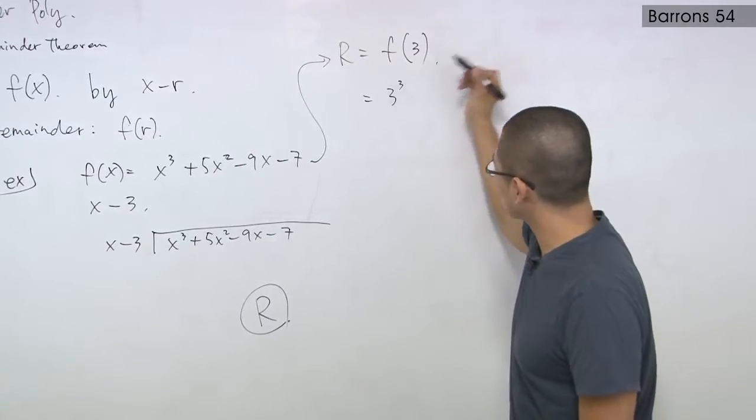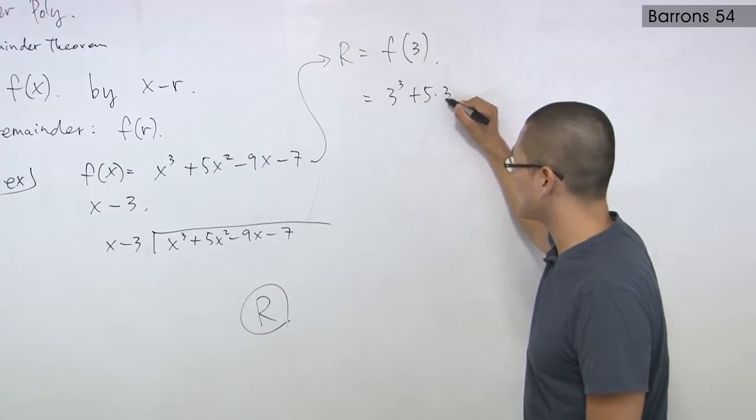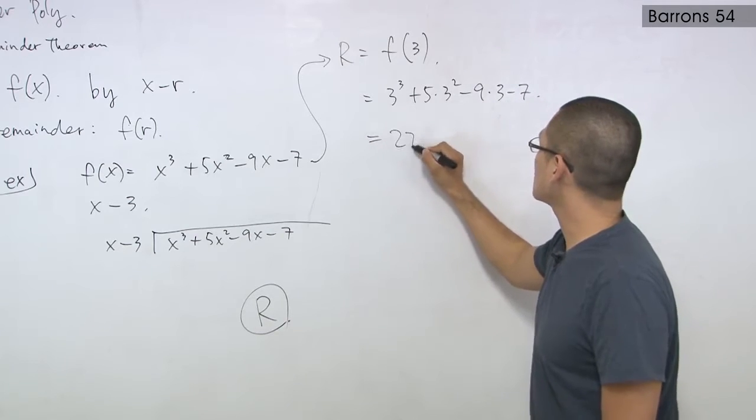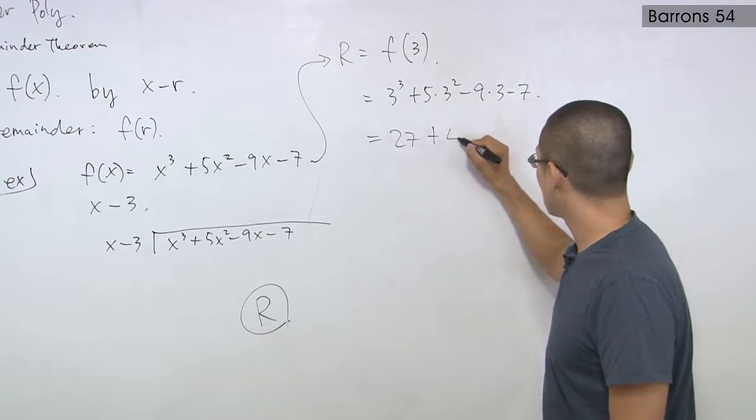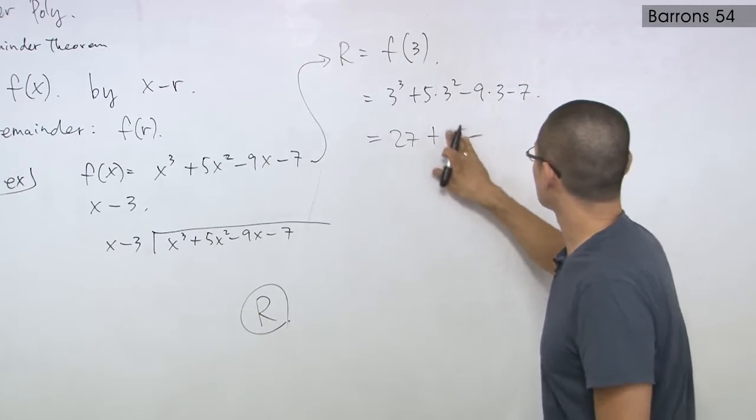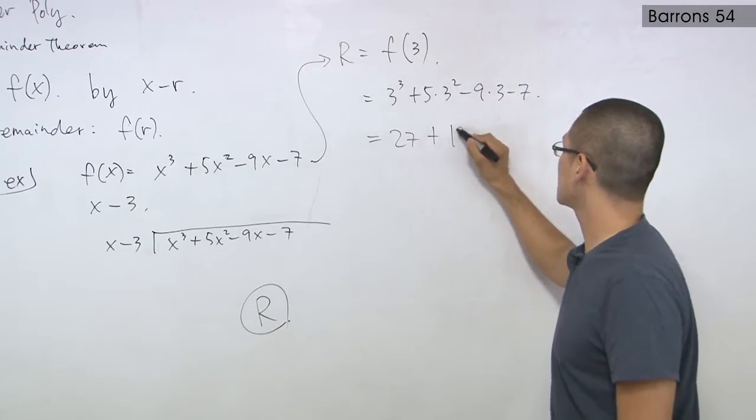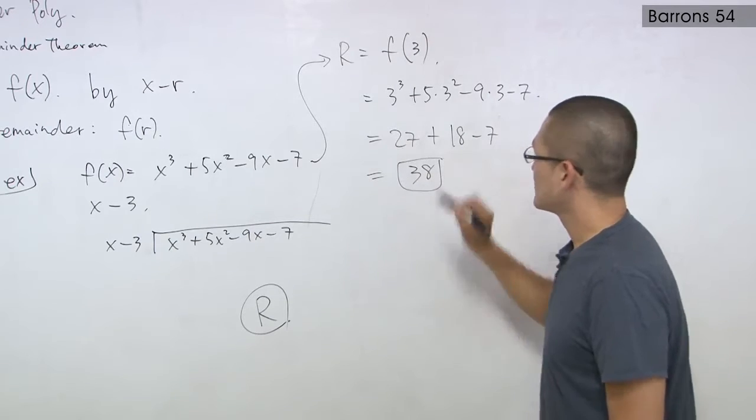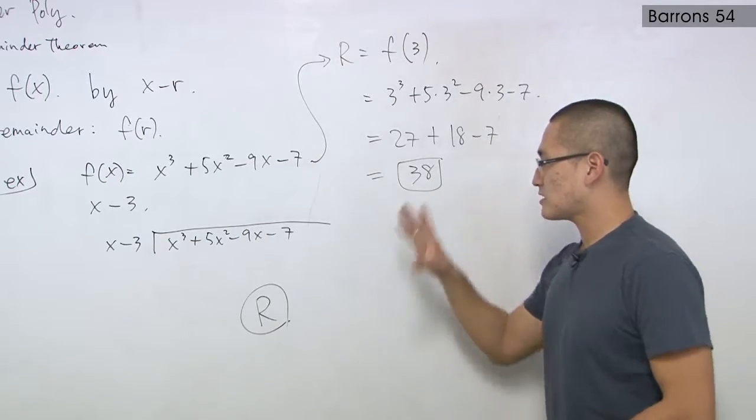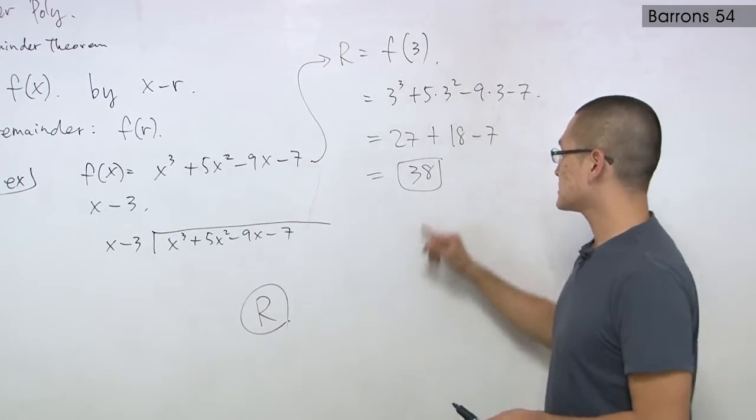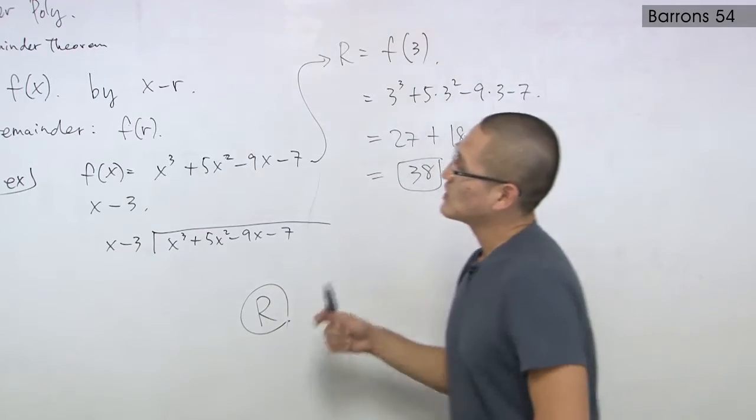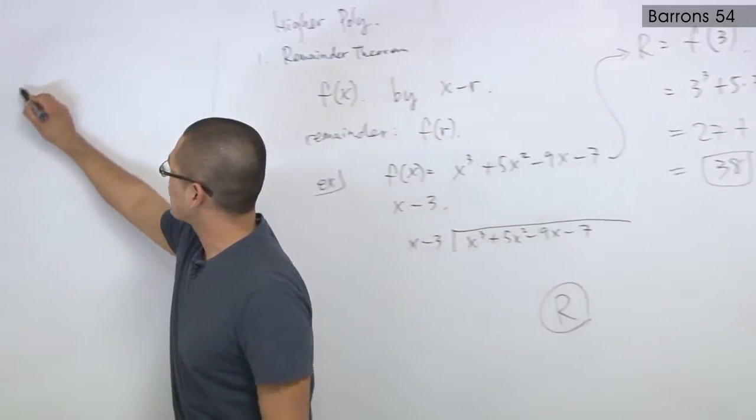Then we get 3 cubed plus 5 times 3 squared, minus 9 times 3 minus 7, right? So we get 27, and that's 45, minus, well, you don't have to do that, 9 times 3 is 27, and minus 7, and we get 38. So we just found the remainder without having to go through the long division, right? This tells you that 38 will come out here. Amazing, right? So let's write down that stuff here.